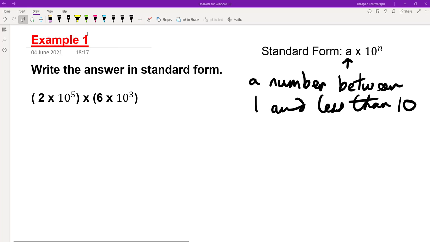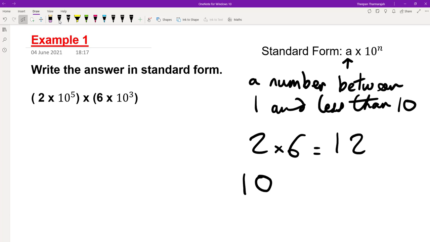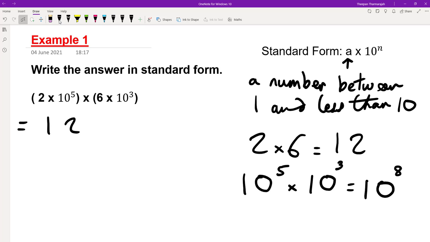So what we're going to do for a question like this is to just do the numbers first. So we're going to multiply them. 2 times 6 gives me 12. Then we're going to deal with the powers. So we've got 10 to the power of 5 times 10 to the power of 3. Now, one of the laws of basic indices is that when you times powers, you add them. So the base is 10. We add the powers together. 5 plus 3 gives me 8. So what we end up with is 12 times 10 to the power of 8.